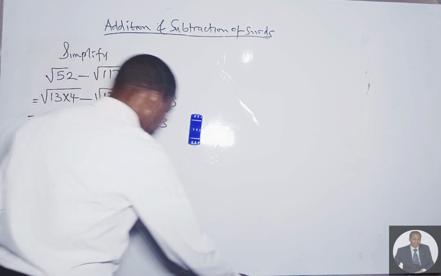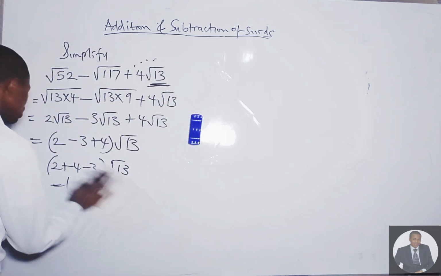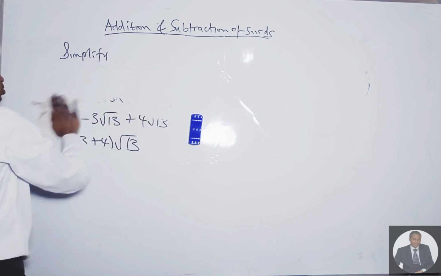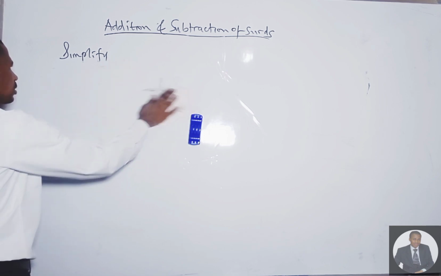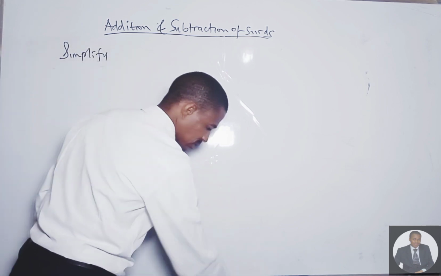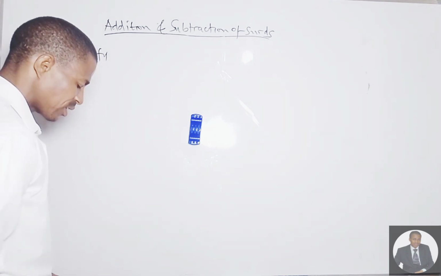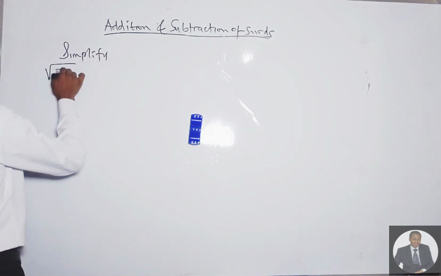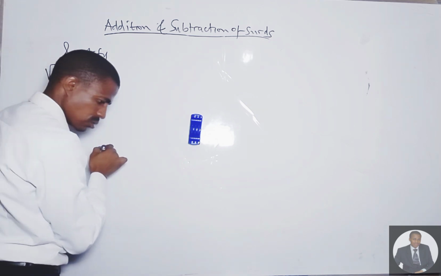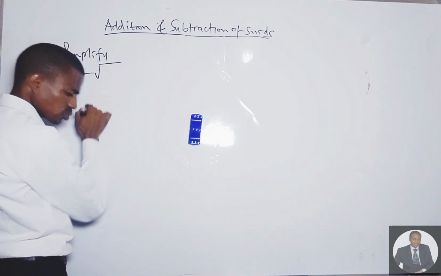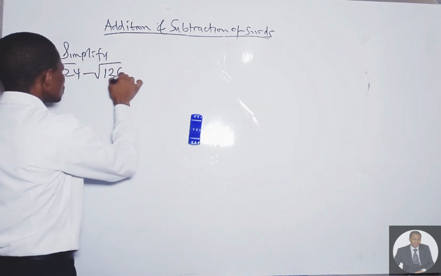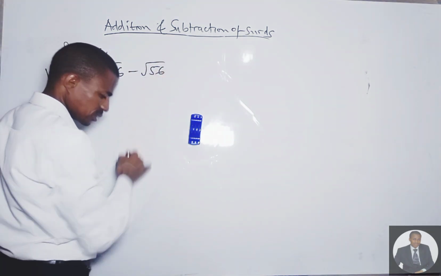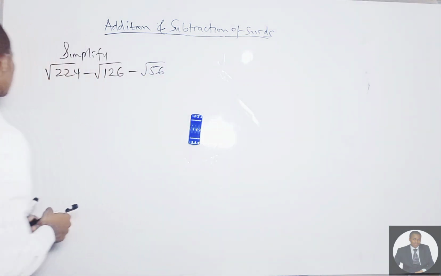And with these questions, I want to believe that our surds are becoming very familiar, something we can walk around, and the anxieties are going away. Let's look at the final question for today's class. Root 224 minus root 126 minus root 56.